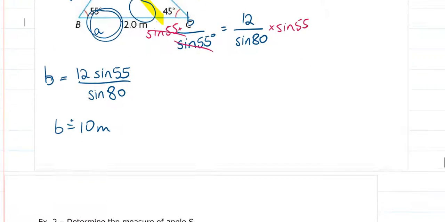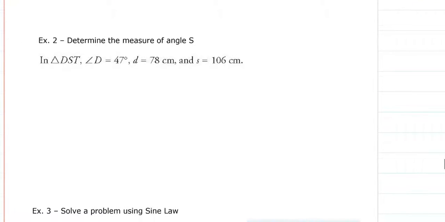Okay, so let's look at another example. Example 2: determine the measure of angle S. So here I have to draw my triangle DST. Let's draw a triangle. Let's call that corner D, this over here is S, and let's call that corner T.